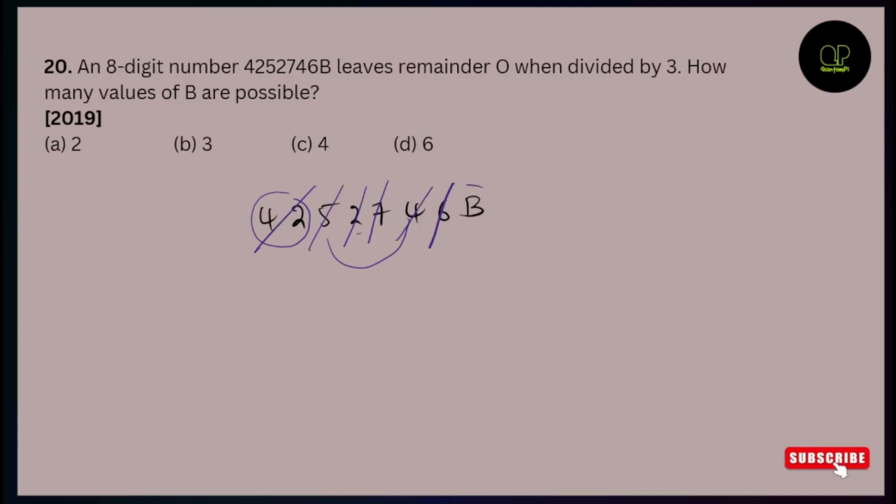So what is left over? B is left over. So B can be 0. Even if I put 0 here, it is divisible by 3. It can be 3, it can be 6, it can be 9. So how many possible values of B are possible? We have 4 values.